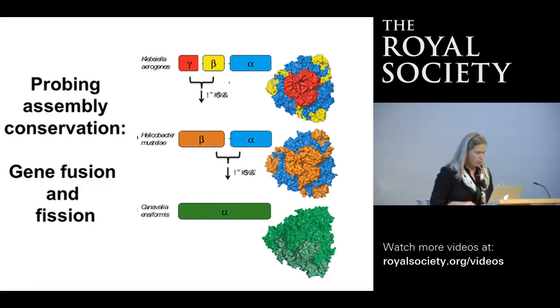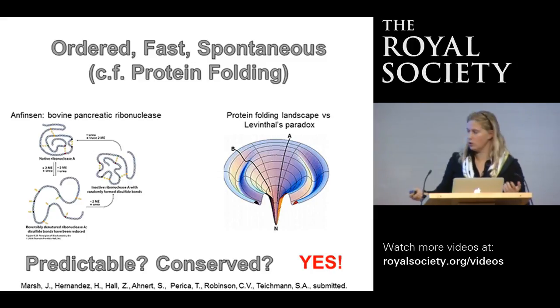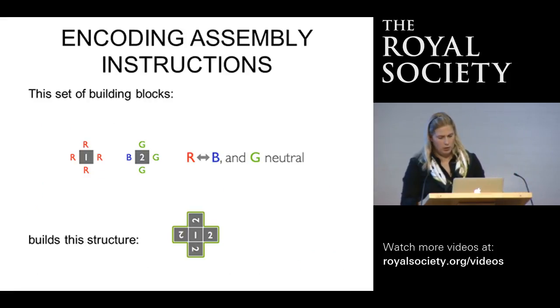And the answer is that when we take the genomic information, we collate it with the structural information, then what we see is that there's a selection pressure to conserve the assembly pathways in evolution. And so the answer to these two questions is yes, we can predict the assembly pathways, and yes, they are conserved in evolution. And so this is unpublished work in the lab and something that we're very excited about.